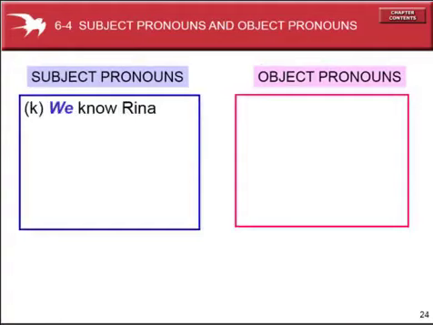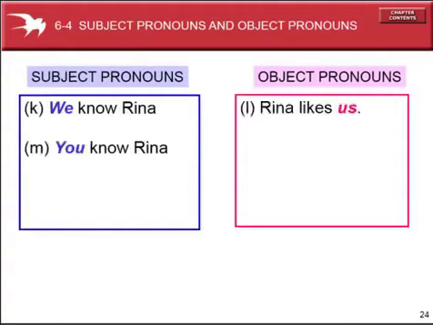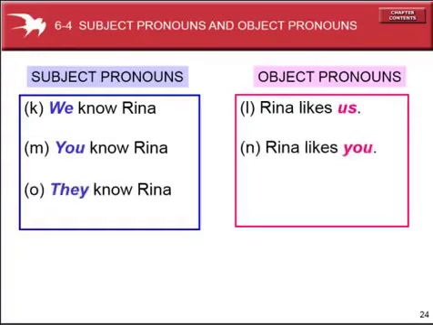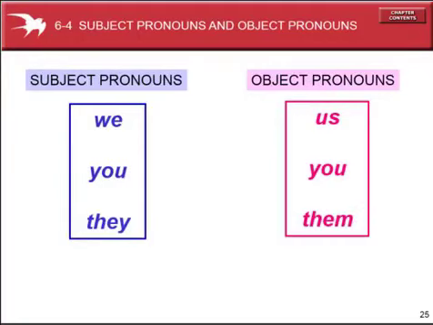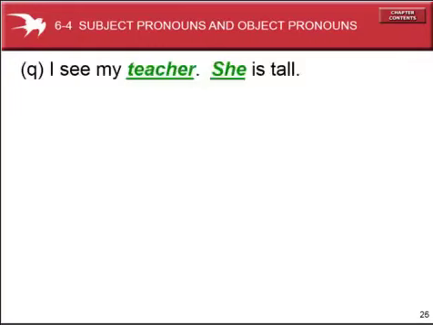We know Rina and Rina likes us. We is a subjective form. You know Rina. Rina likes you. They know Rina. Rina likes them. Them is the objective form of they. Subjective pronouns: we, objective: us. Subjective: you, and objective: you. Subjective: they, objective: them.